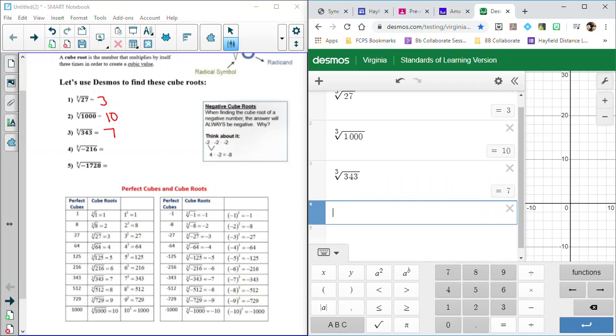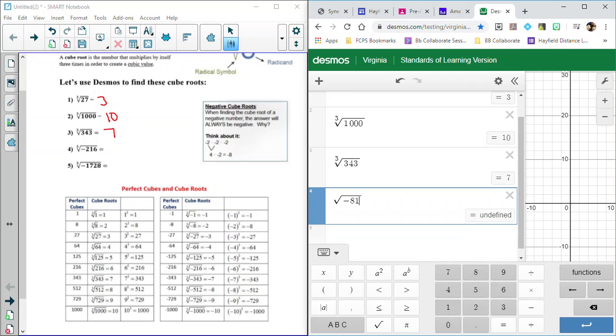We didn't really touch on this at all with the square roots, and we'll get to it more in Algebra 2. But we can't actually find the square root of a negative number. So, for example, if I want to do the square root of negative 81, it tells me it's undefined. Because remember, a square root means you have to have 2 numbers that multiply to make the inside number. If I multiply 2 negative numbers together, it's always going to be a positive. And multiply 2 positive numbers together, it's always going to be a positive. So it's impossible to find a square root of a negative number.